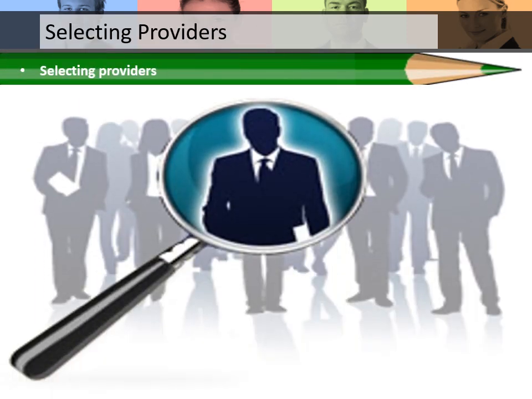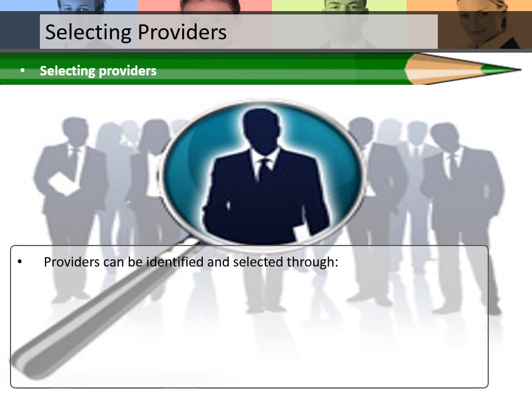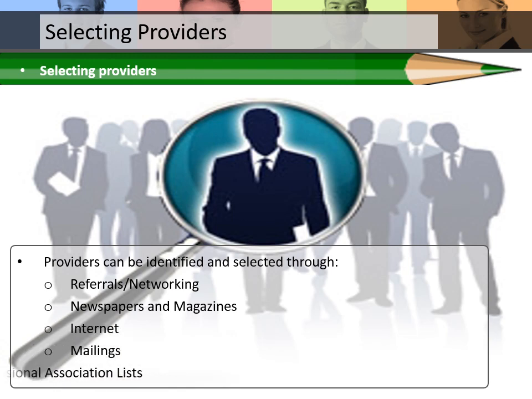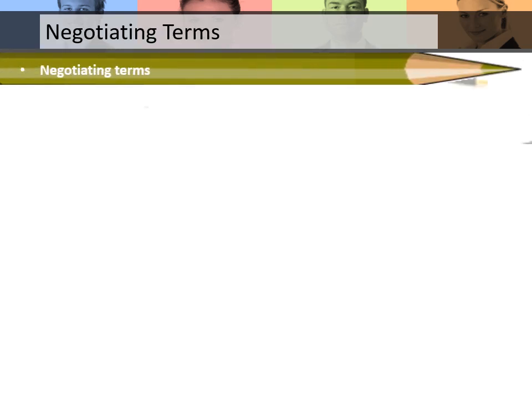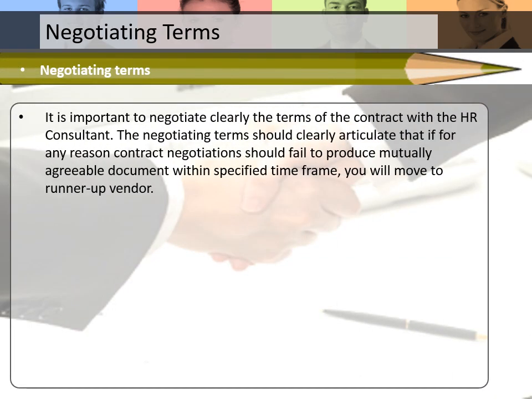Selecting providers. Providers can be identified and selected through referrals or networking, newspapers and magazines, internet, mailings, professional association lists. Negotiating terms. It is important to negotiate clearly the terms of the contract with the HR consultant. The negotiating terms should clearly articulate that if for any reason the contract negotiations should fail to produce a mutually agreeable document within the specified time frame, you will move to the runner-up vendor.